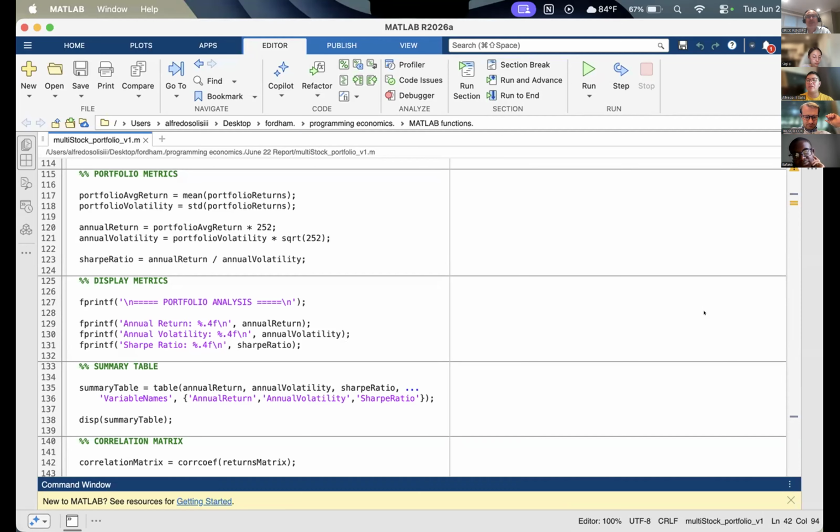And then for the summary table after this, it organizes the 3 metrics into a structured MATLAB table with labeled columns, just for you to see it a lot cleaner and for any visuals you might need for presentations. It basically makes it into a more readable table format.